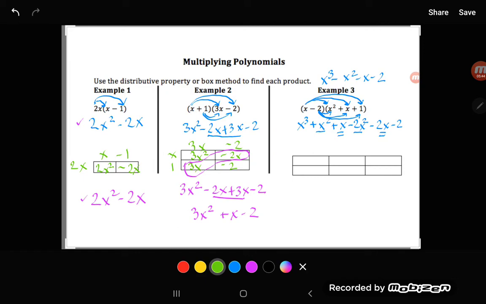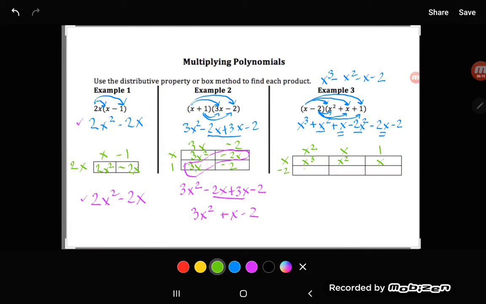Let's check this. So in my 2 by 3 box, I'm going to write an x here and a negative 2 there. I have x squared at the top, a positive x, and a positive 1. x times x squared gives me x to the third. x times x gives me x squared. x times 1 gives me 1x.